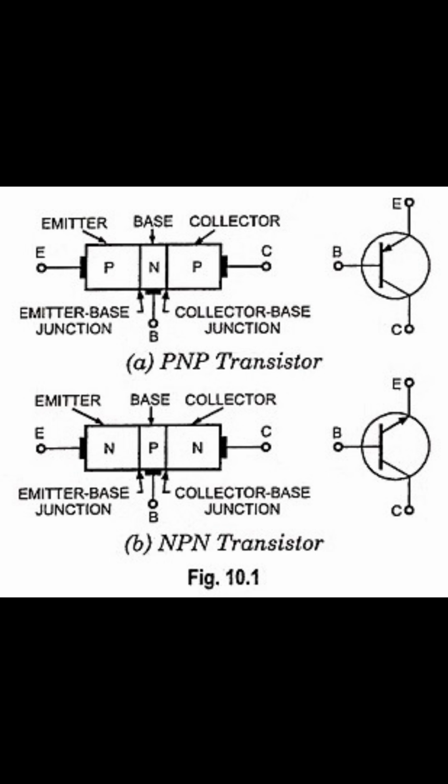In a PNP transistor, the majority carriers are holes, and current flows when the base is forward biased.